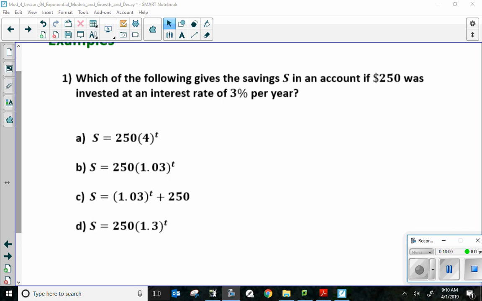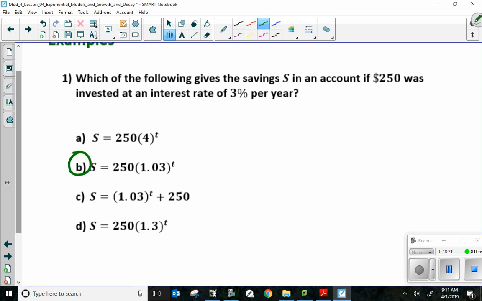All right, example 1. Which of the following gives the savings in an account if 250 was invested at an interest rate of 3% per year? Well, I'm looking through this. If you want to guess, we'll start, but the answer should be B. How come? This is your initial amount, A. It's invested at an interest rate of 3%. That means it's going up with an interest rate. Interest is a good thing for you.